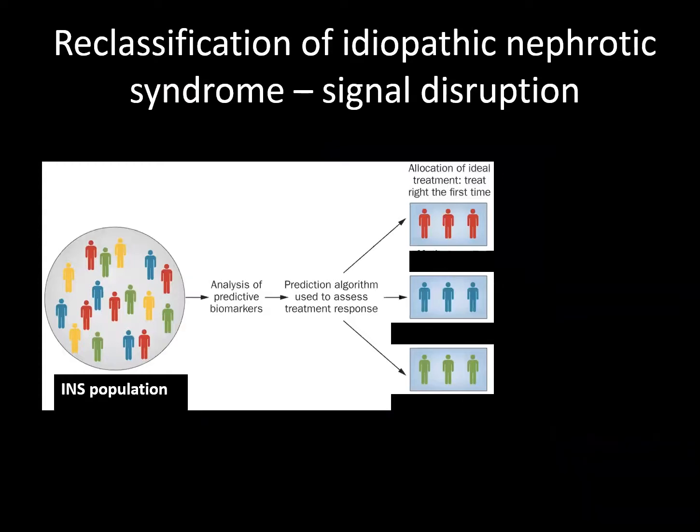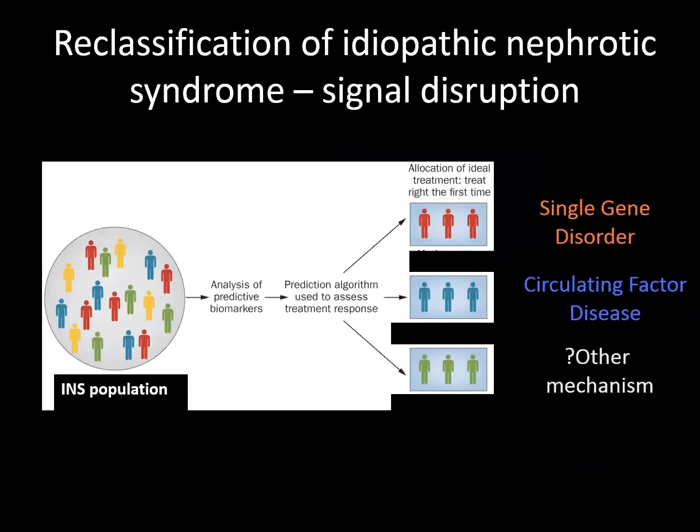So this is where I think we are at the moment. I think we're starting to reclassify nephrotic syndrome at an initial level, starting with single gene disorders, so monogenic diseases, inherited diseases where you've got a mutation in a single gene that causes the disease. Then there's a separate group, which is the circulating factor diseases, which is the term I tend to use. And this talks to those systemic factors that come from the circulation that then act on the podocyte.